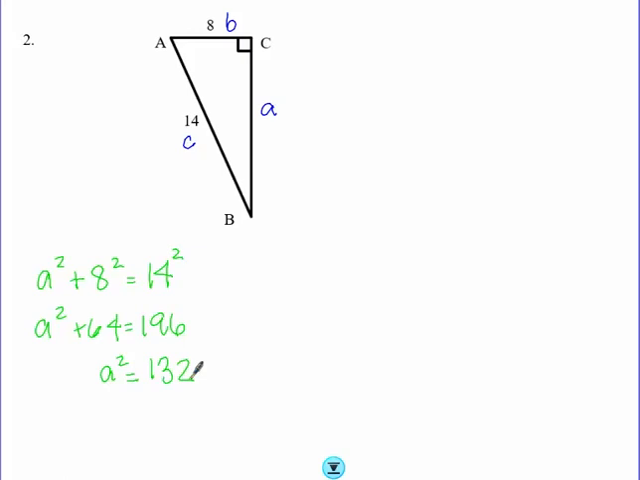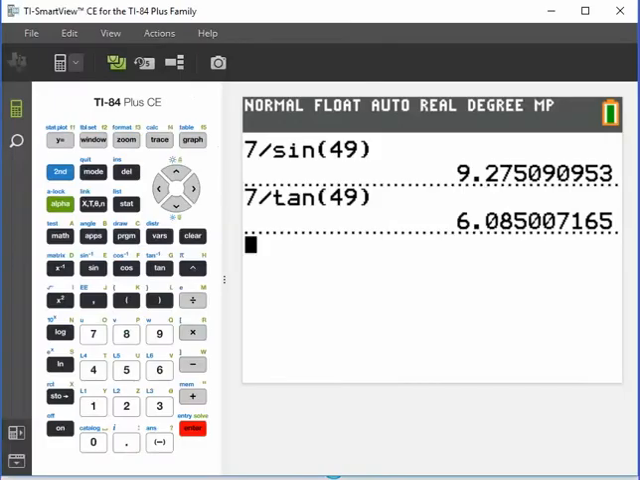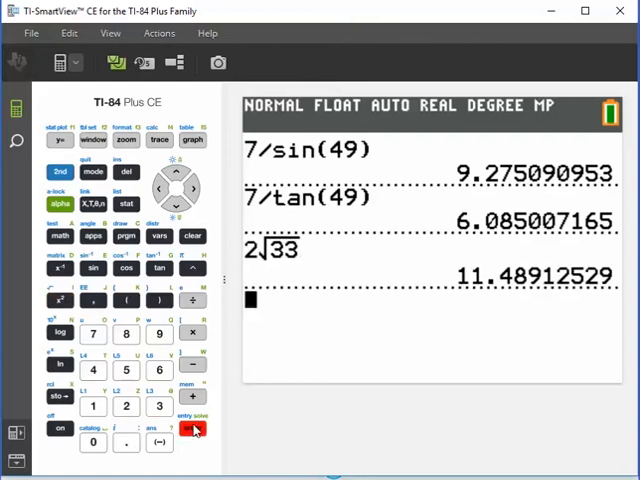132 is not a perfect square, but 132 is 4 times 33. So I can simplify this to 2 square root of 33. Or if a problem asks for the exact answer, you can type that in the calculator and round to 3 decimal places. So 2 square root of 33 gives me 11.489.